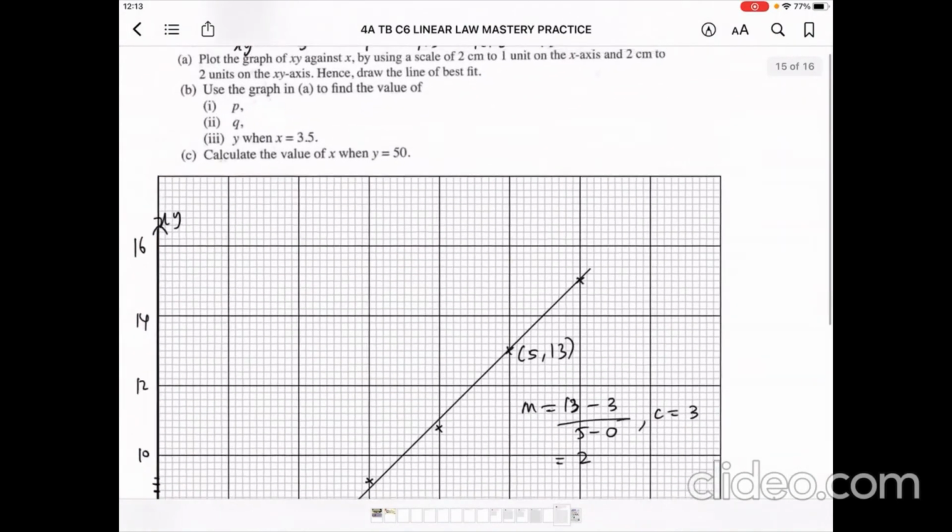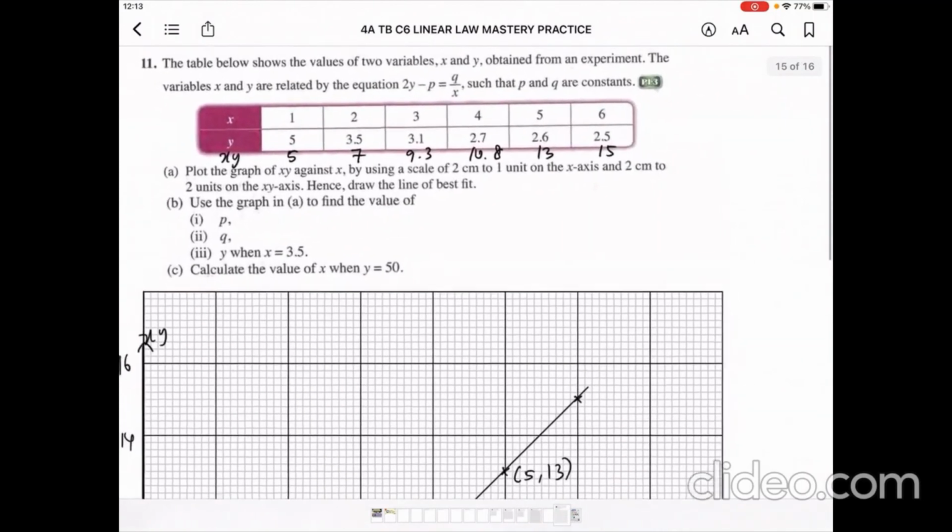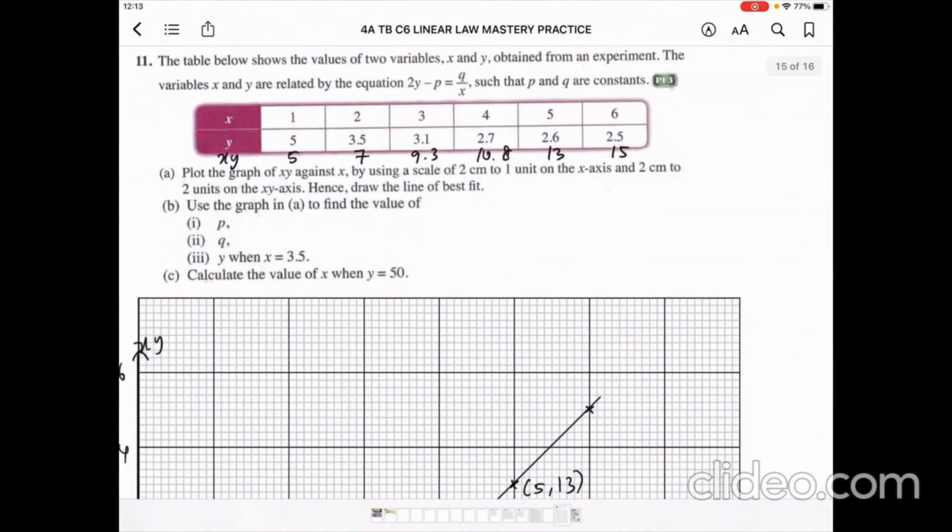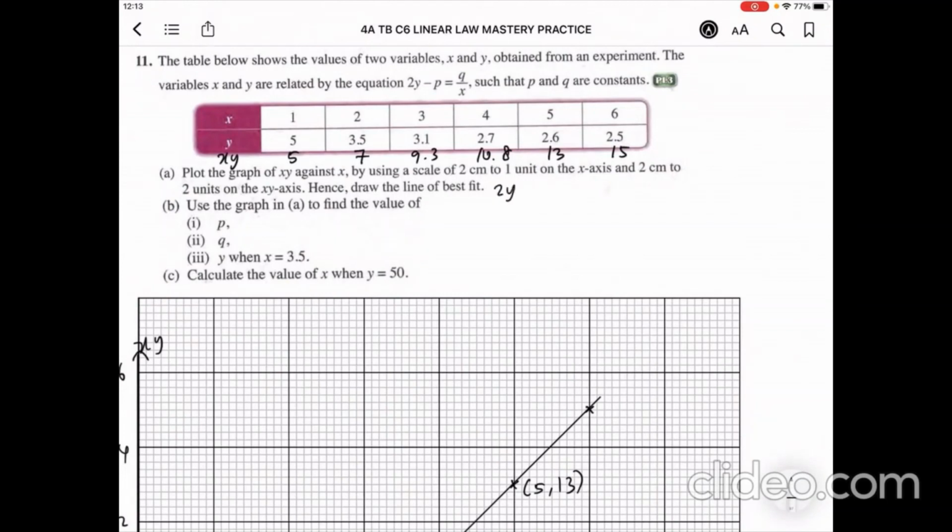So I will show you the working here. All right, my graph starts from here. I need to convert this to linear form. So 2y equals q over x plus p. I multiply everybody by x. I divide by 2 at the same time. So when I multiply by x and divide by 2, this is q over 2. This will be p over 2x. So xy is p over 2x plus q over 2. This is your big Y, this is your gradient, this is your y-intercept. You see, your big X is the same as X.